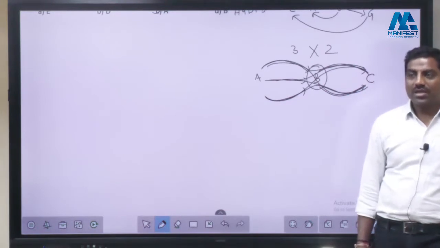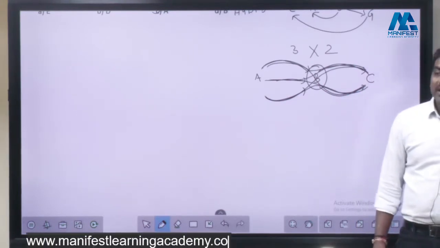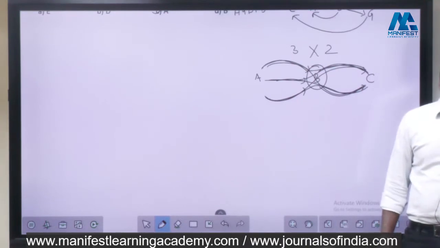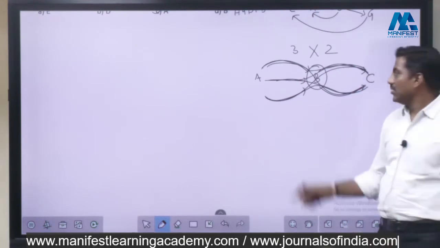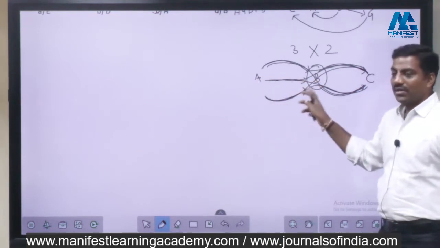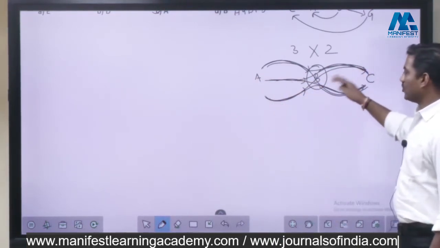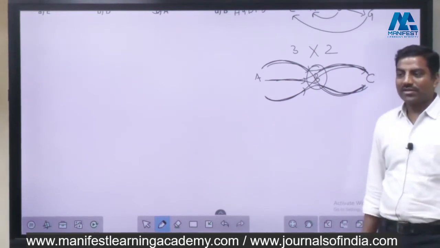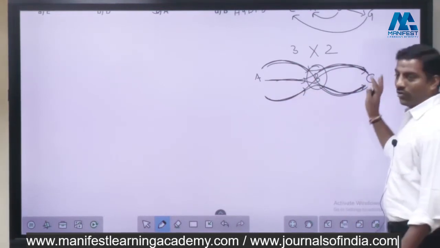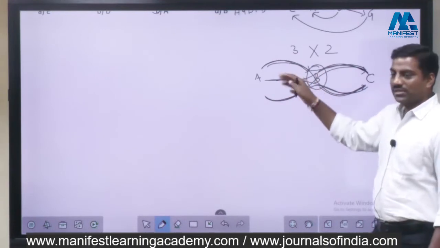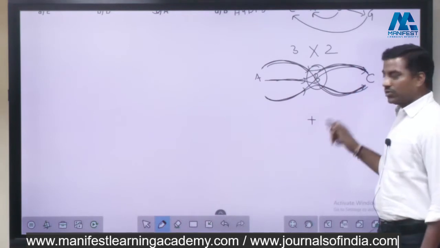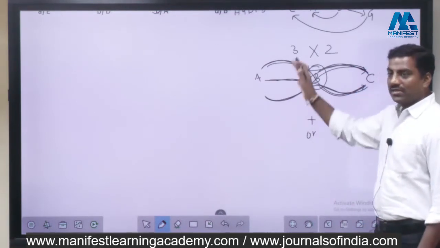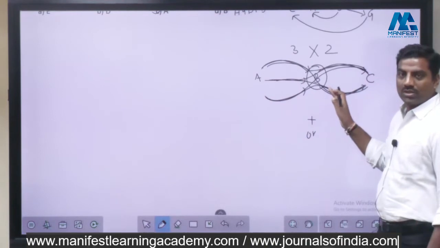How many ways can the persons from city B exit? How 6? 1 way, 2 way, 3 way, 4th way, 5th way. Or you will come here and go. 5 ways. So that is where we are adding. We can take these routes or these routes. So here comes "or". Either these 3 or these 2. But here, "and".